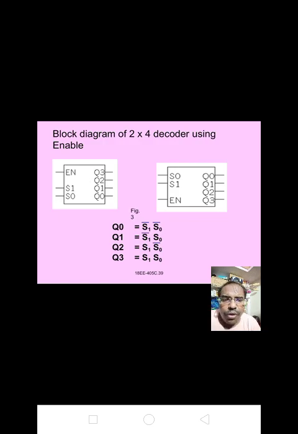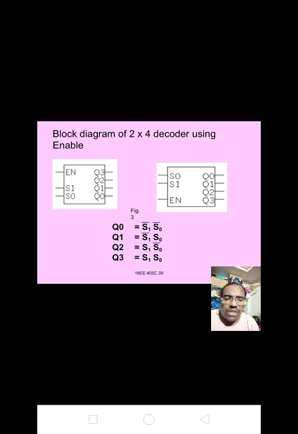Next, block diagram of 2 into 4 decoder using enable. See, please make a note of it. Block diagram of 2 into 4 decoder using enable. Draw the logic diagrams and the block diagrams in your notebook. Most important, it is a 1 mark question. See, in first block diagram, enable is at the start. Next, inputs S1 S0, outputs Q3 Q2 Q1 Q0. In next diagram, the inputs are S1 S0, enable is down En, and outputs are Q0 Q1 Q2 Q3.